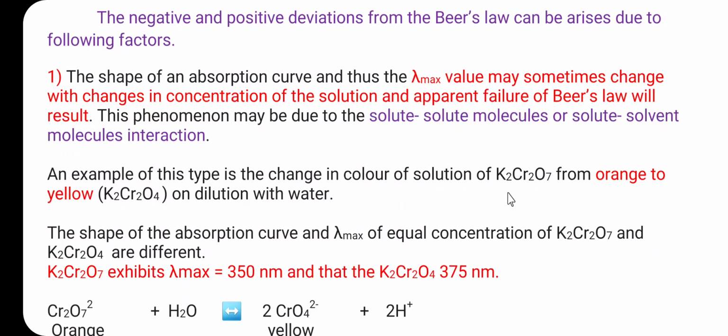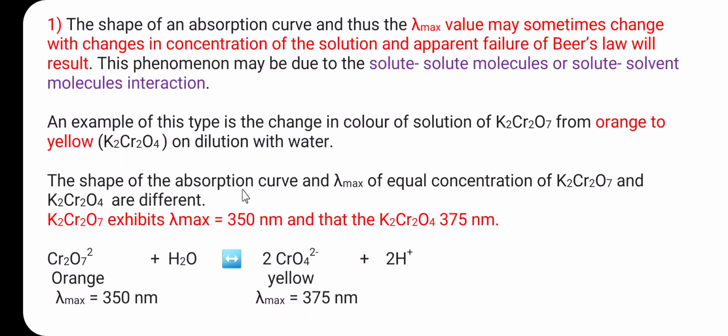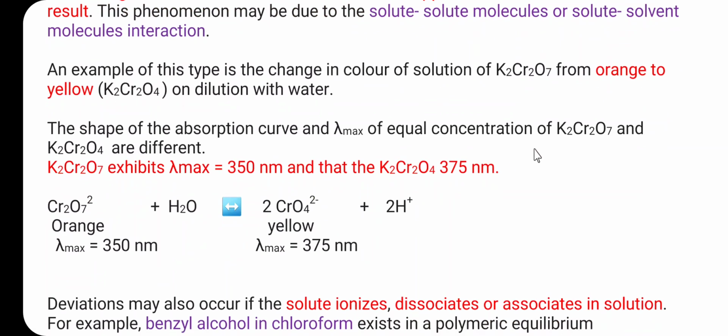So that's why there is a change in the value of the lambda max. Here the shape of the absorption curve and the lambda max of equal concentrations of potassium dichromate and potassium chromate are different. Potassium dichromate has a lambda max value of 350 nanometer.